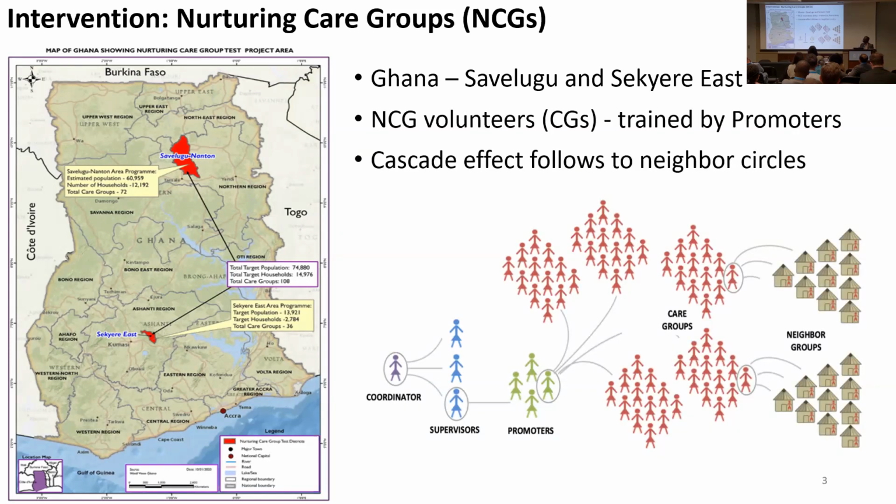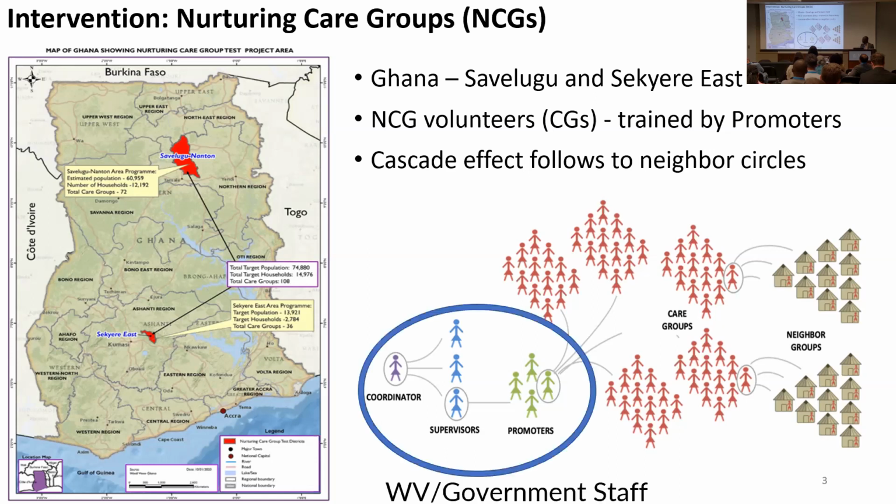So we had volunteers who were recruited, called the Natural Care Group. They were trained by promoters working with World Vision offices. With this approach, you could also recruit government staff like environmental health officers or community development officials. Once the care group members are trained, it is expected that they can cascade whatever they have learned among the neighboring community members, especially the women's groups.